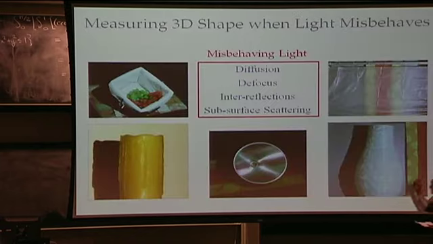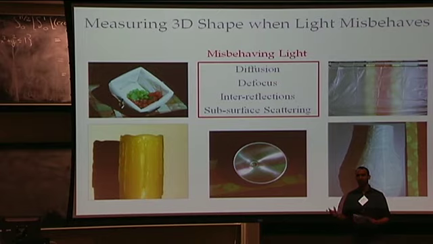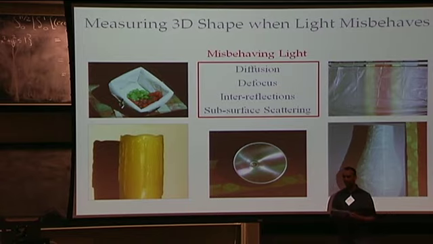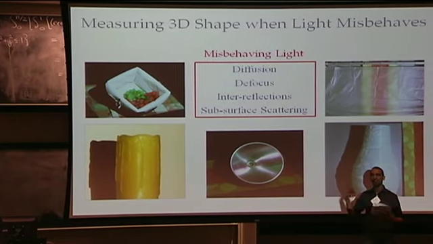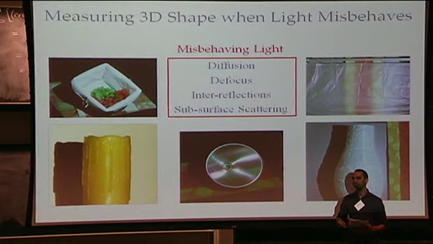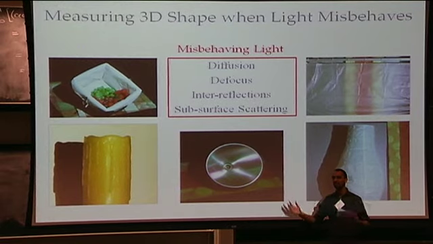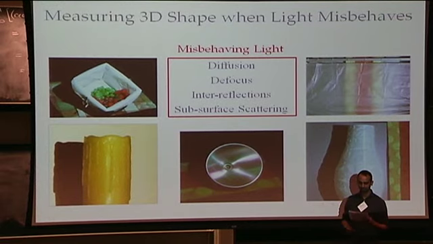See the pictures here. Let's see. We know how to reconstruct 3D shape when light behaves, but that rarely happens. Light misbehaves all the time. It bounces around, it scatters, it diffuses, and it is defocused. So how do we reconstruct 3D shape when light misbehaves? What do we do for scenes like these? What do we do indoors, underwater, in an underground cave, for translucent materials?